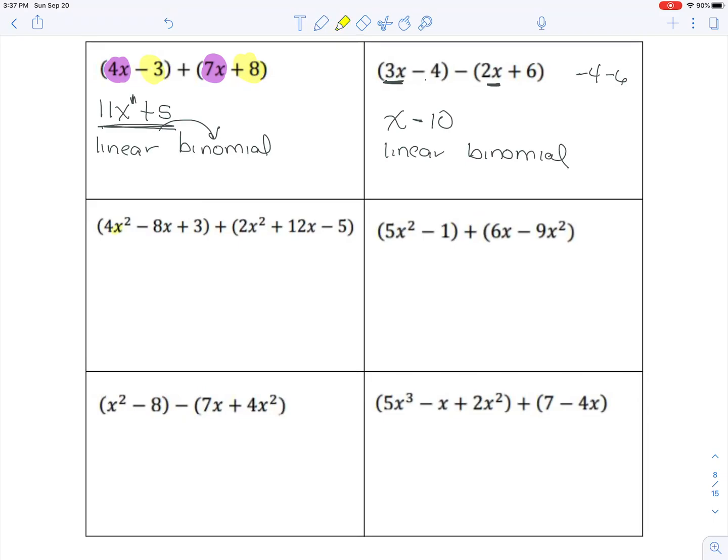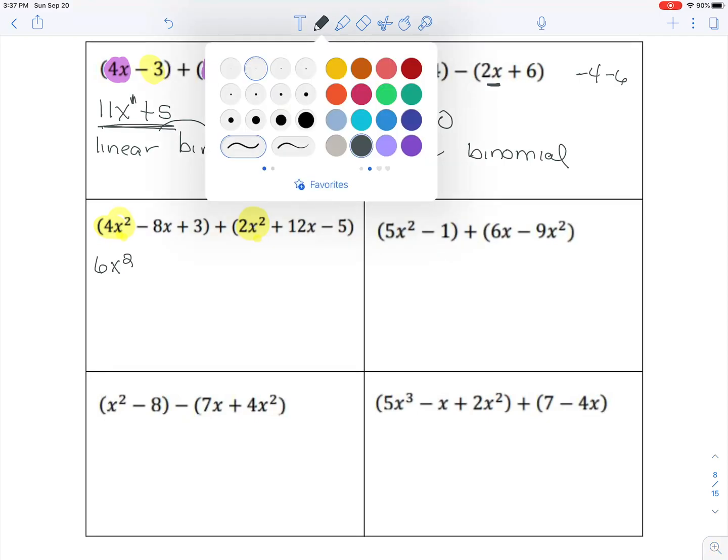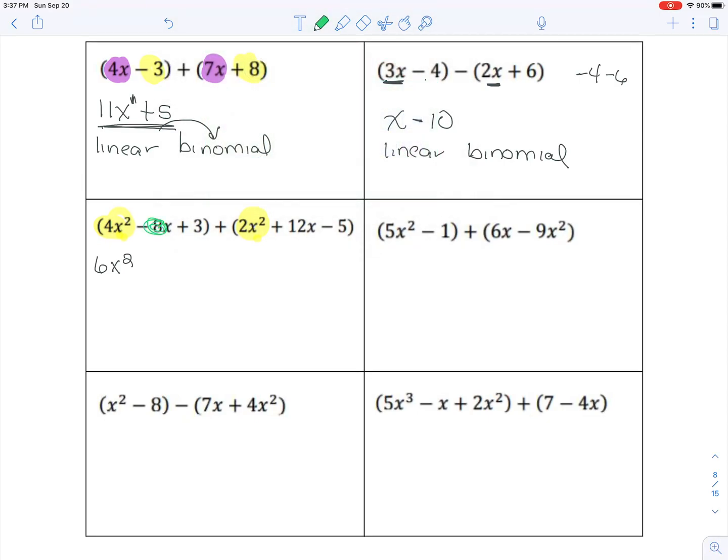And for this one, 4x squared is the same as 2x squared. They have the same variable and the same exponent. So we're going to add the coefficients and get 6x squared. And then negative 8x and positive 12x. Okay, so negative 8x and positive 12x. Notice I call that negative 8 because the leading term follows. So negative 8 plus 12 is 4.